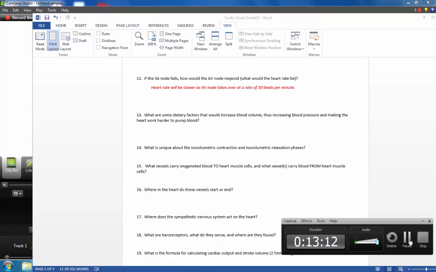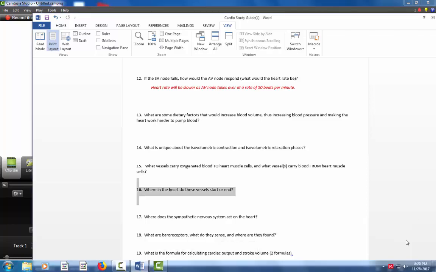So what are some dietary factors that would increase blood volume, increase blood pressure, and make the heart work harder to pump blood? If you have heart failure, we want to tell those patients to limit their fluid intake. And what else pulls fluid into the vessels? Solutes. What specific solute do we get too much of in the American diet? Sodium, yeah. So we want to limit salt, limit fluid.